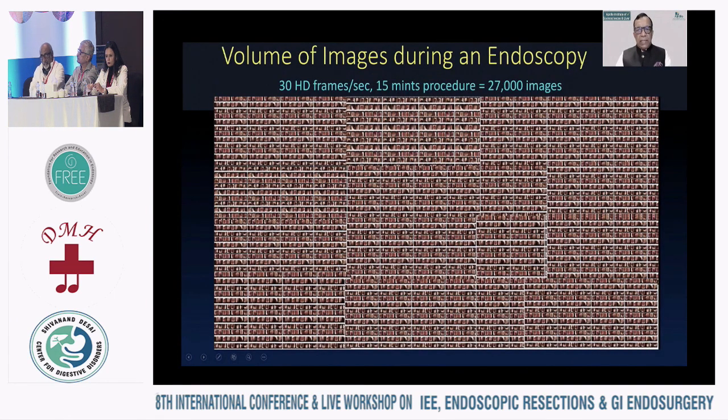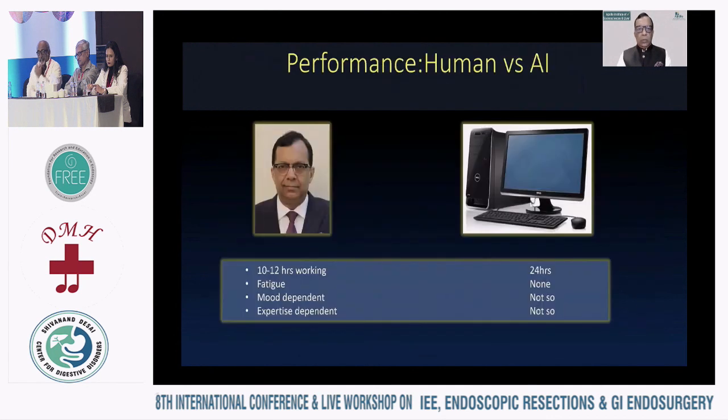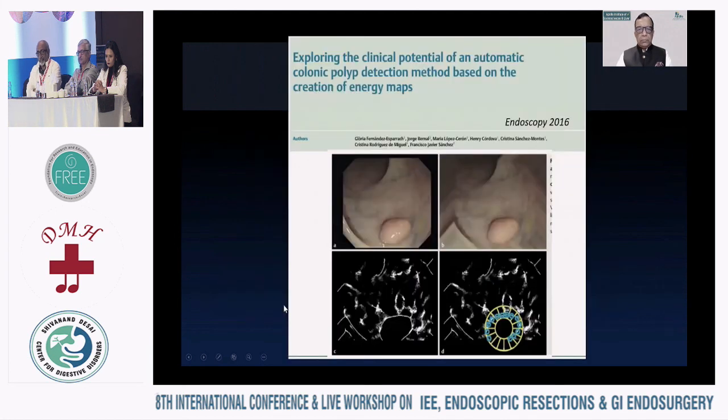We must also understand that while you perform endoscopy, you collect a large amount of data. For example, a 15 minute procedure with 30 frames per second of image capturing can give you 27,000 images. And it is not very difficult for a human brain to miss some of these images, leading to misdiagnosis. The human brain has limitations, both in terms of working hours, and is subject to fatigue, mood, and expertise, whereas machines can work for 24 hours without these limiting factors.